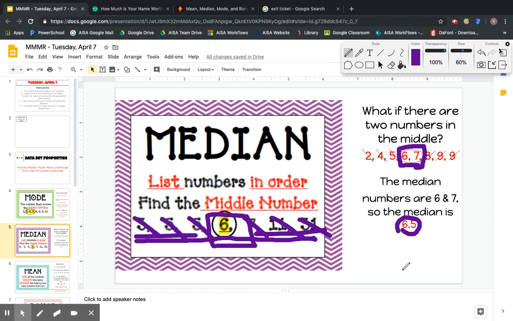You also learned that you could find the average of both. So you would add them together. So 6 plus 7 equals 13. You divide by 2 because you added 2 numbers. And 13 divided by 2 is also 6.5. So there are 2 different ways you can find the median.